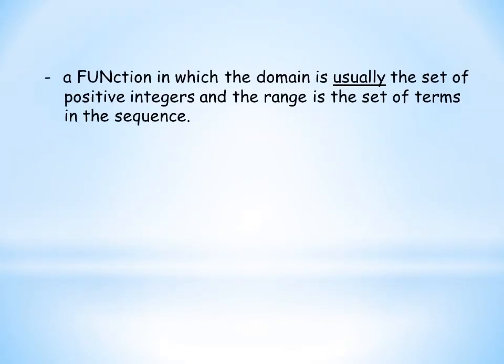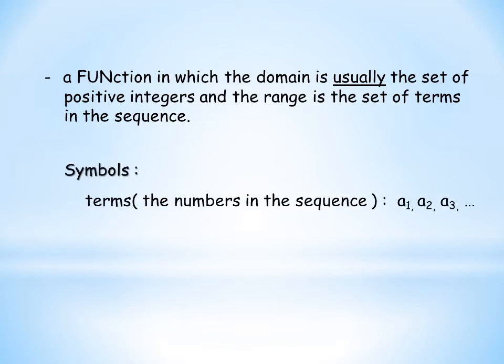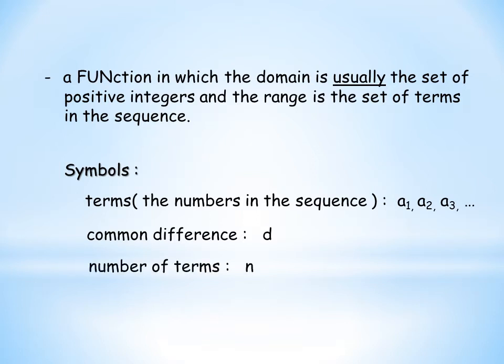A sequence is a function in which the domain is usually the set of positive integers and the range is the set of terms in the sequence. So let's look at an example. First, we have to know what some of the symbols are. The terms, or the numbers in the sequence: the first term I would refer to as A1, the second term you refer to as A2, the third term is A3, and so on. The common difference, or how you get from one term to the other, is called D. And the number of terms we will call N.